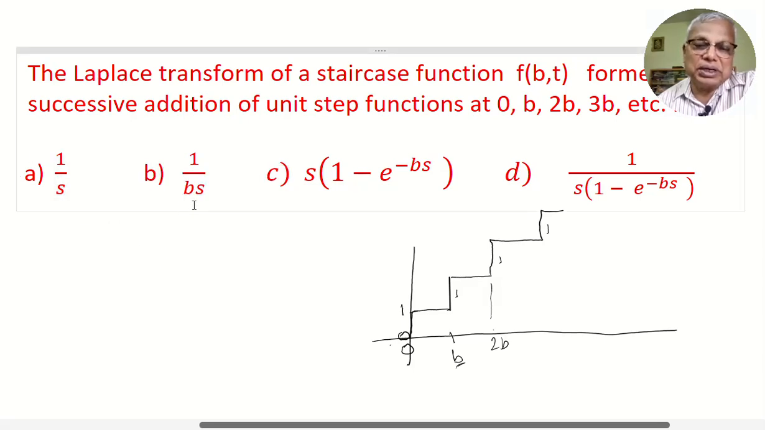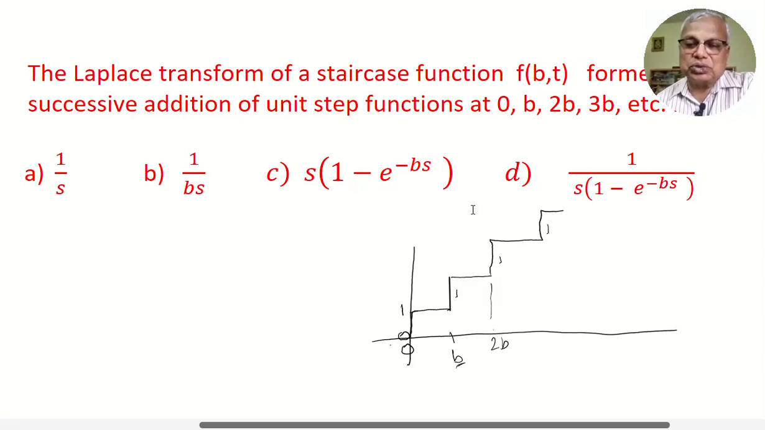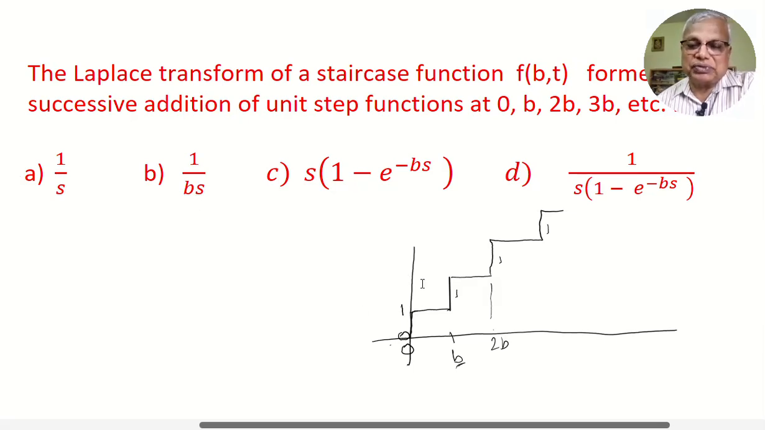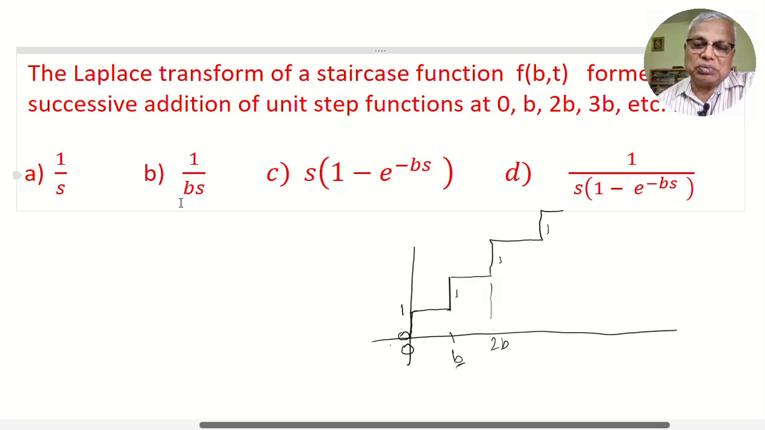And similarly 1 by bs is the same as 1 by s multiplied by 1 by b. So the magnitude of the step function is 1 by b. That also cannot be the answer, because here the magnitude of the step function is 1, and 1 by bs is the transform of a single step function of magnitude 1 by b. So possibly these two could have been the answers, which can be verified only after drawing the sketch and finding out the Laplace transform. So we found that D is the correct option.